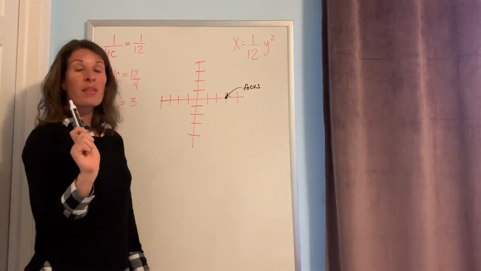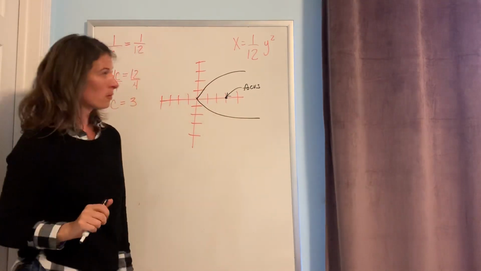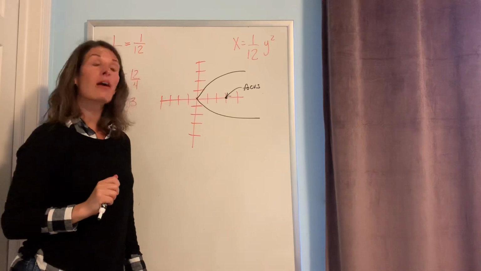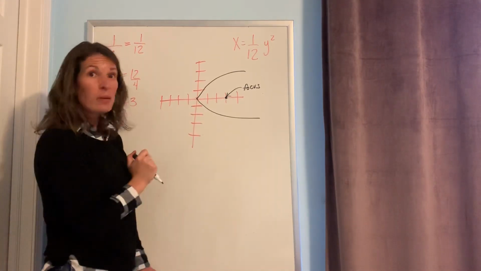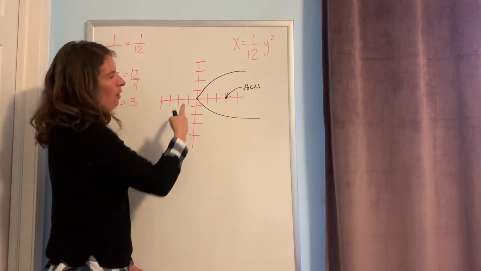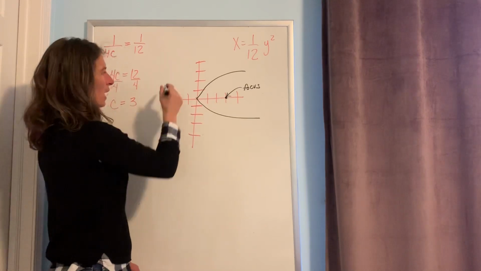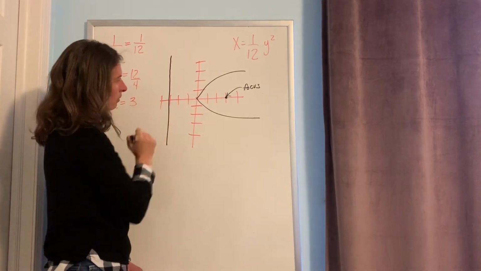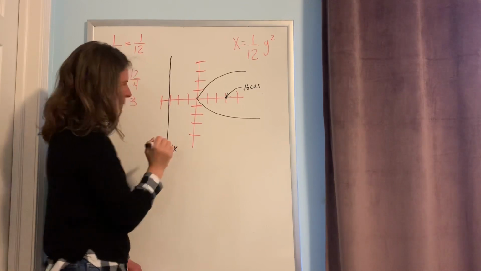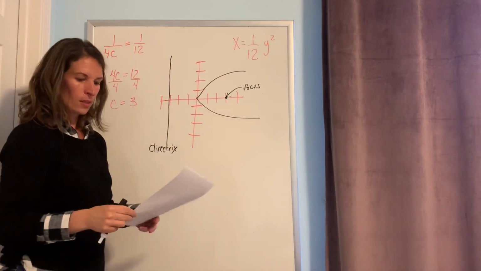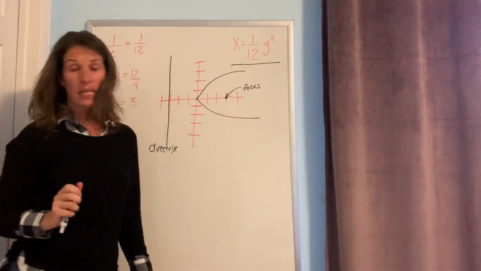We know that my vertex is at 0, 0. And we know that my parabola encompasses my focus. My directrix has to be equidistant, the same distance from our origin. So if this is positive 3, then it has to be at negative 3. And this is my directrix. So we can find all of that given this equation.